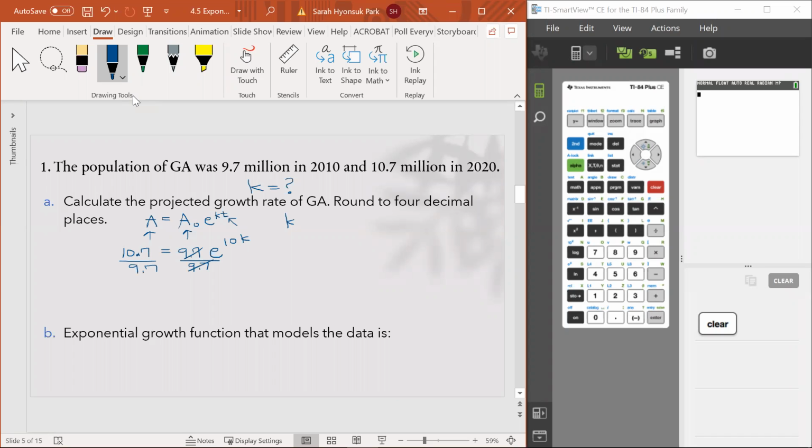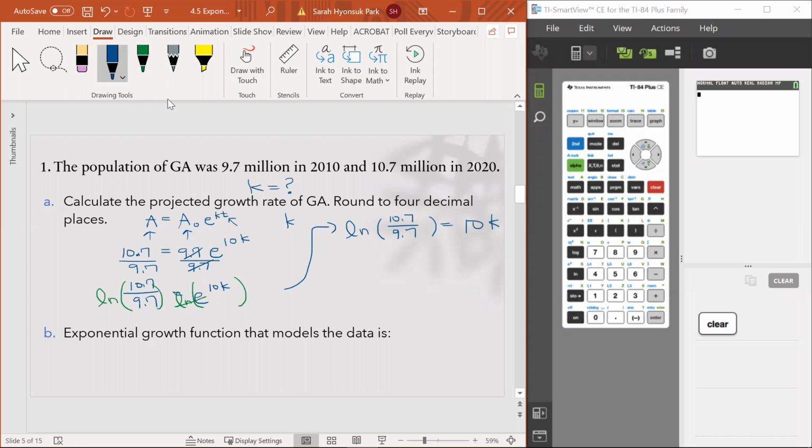We're trying to get E by itself. And then we have 10.7 over 9.7 equals E to the 10K. Now at this point, we're going to take the ln of both sides. And what that does, remember ln of E is just 1, so I can just ignore that. And then we can write ln of 10.7 over 9.7 equals 10K, because ln of E is just 1. And now, actually, that should be 10 times K, not 10 to the K.